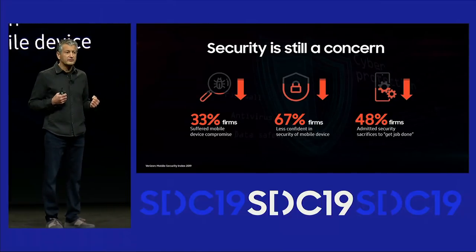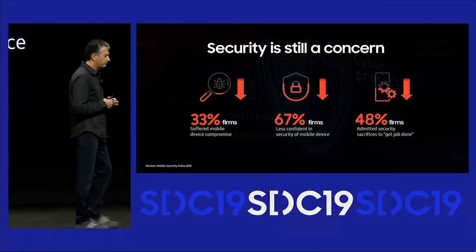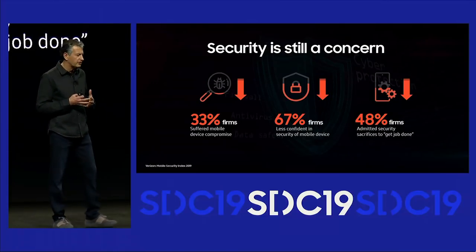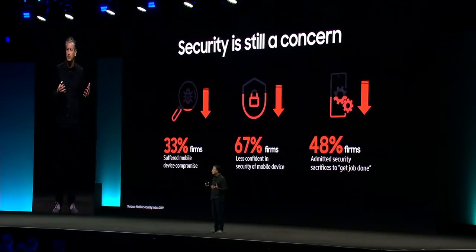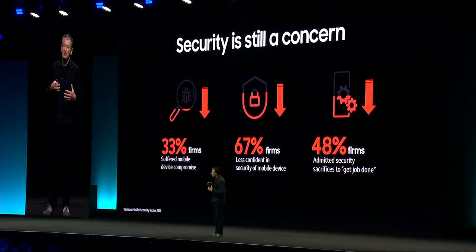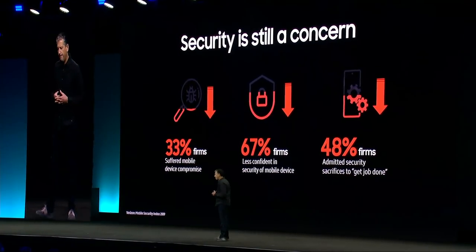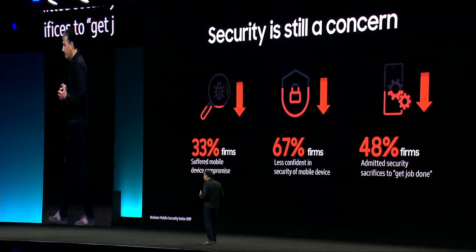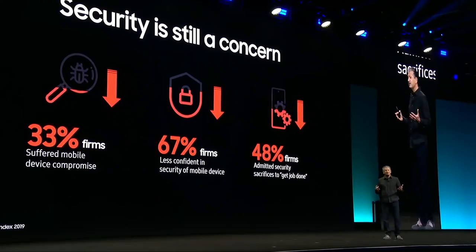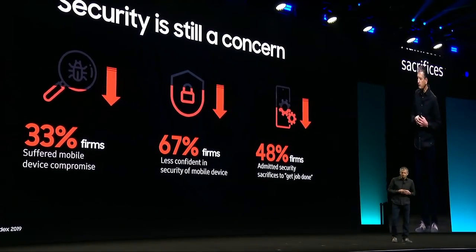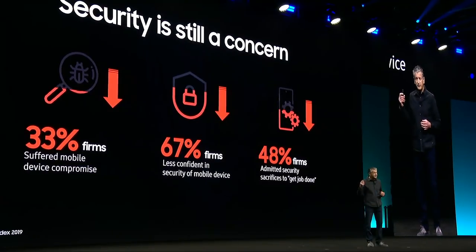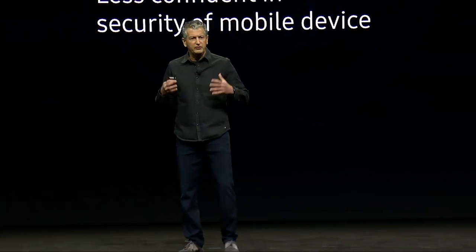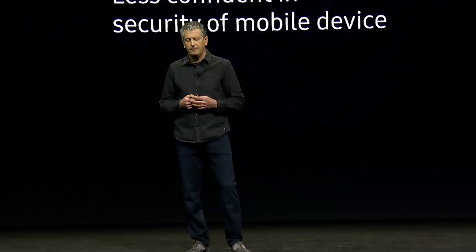Very importantly, they also tell us security is a big problem and remains a big problem. In fact, Verizon had done a survey, and the results were interesting: 33% of companies say they've suffered some type of security event because of their mobile devices. 67% say they don't feel that they have done enough on mobile security. And almost 50% say, look, I'm just trying to get the job done. These are really scary statistics, and this is why companies are looking at Samsung to provide the most flexible, easy-to-use products, but also the most secure products.